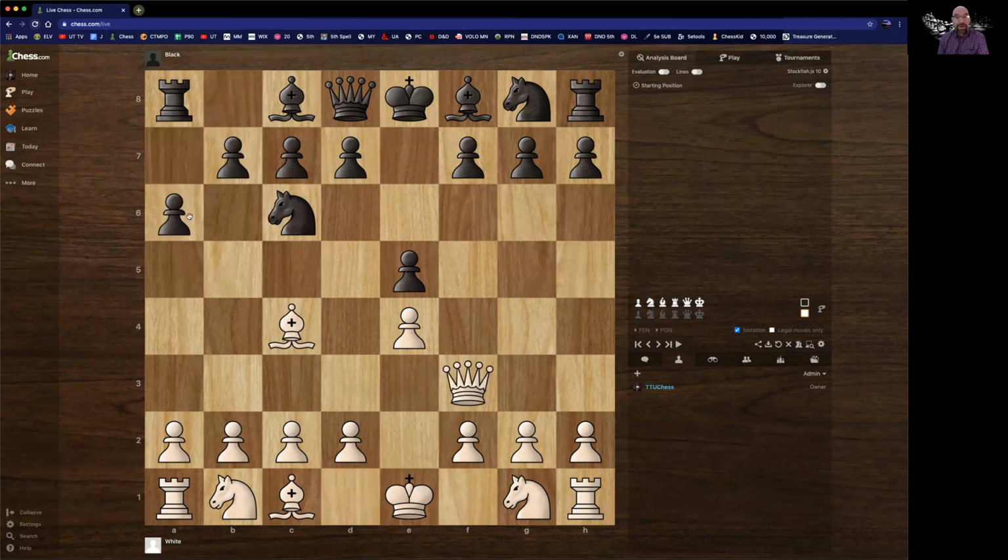Okay, now on white's next move, we already know that white can deliver checkmate. But before white's move, I want to draw attention to this particular square. This square is being attacked by the bishop, but this square is also being attacked by the queen. Therefore, this square is what we would call a target square. We are bringing more than one piece to bear to attack a square.